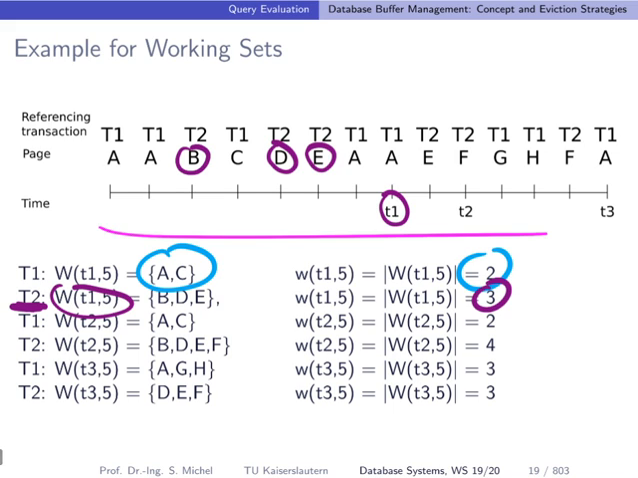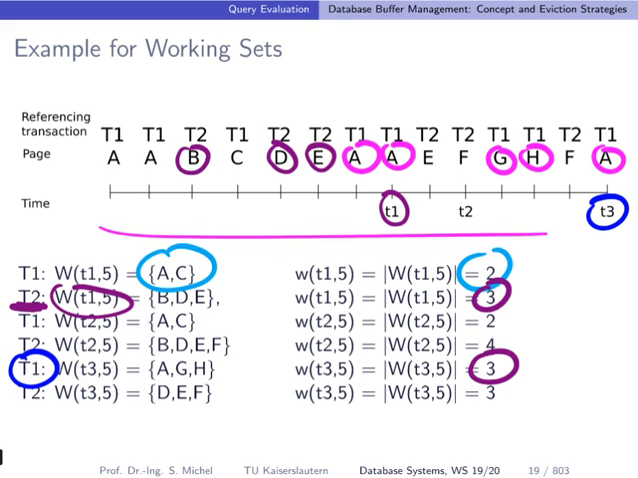Let's go to time point t3. I want to compute now for time point t3 for transaction 1 the working set. So there has been one access, one access, one access, this one and this one. So these are 5 accesses. Now we look at the pages we have accessed, which is A, G, H, A. So the distinct pages are A, G, and H. So the working set size for transaction 1 at time point t3 is 3.